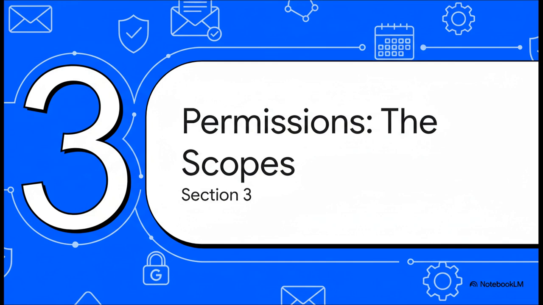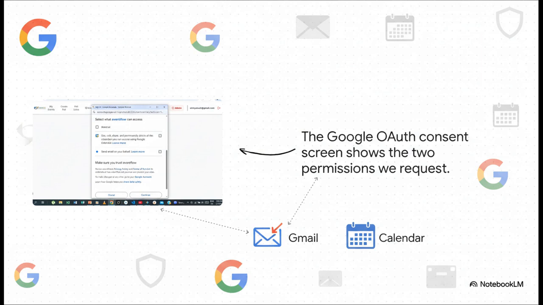We're going to pause here and carefully walk through the Google consent screen and the exact permissions EventFlow Pro is asking for. This screen right here is the one that matters most. This is the Google OAuth consent screen. It's where Google makes sure that the user's in the driver's seat, showing them exactly what our app wants to do before any connection is made.